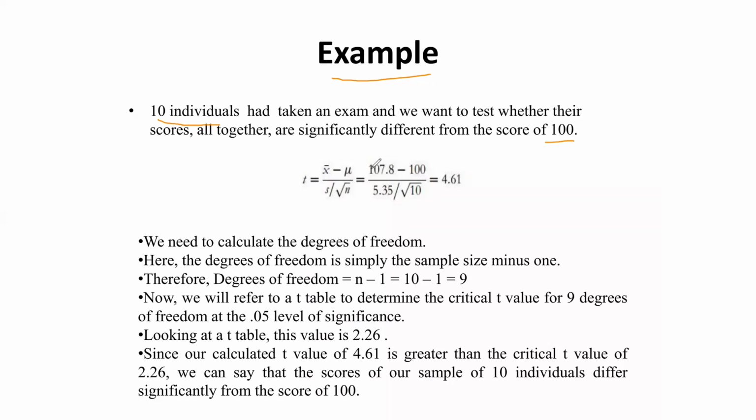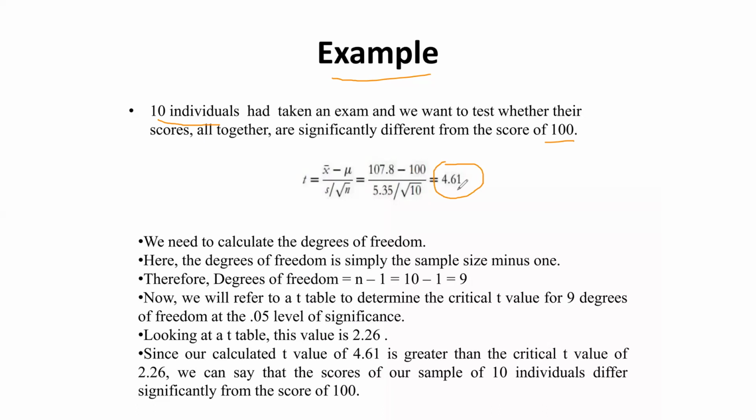And now you see the sample mean minus the standard mean, and then the standard deviation is 5.35. Of course, the number of samples is 10, so we have the square root of 10, and at the end we have this value, which is 4.61.